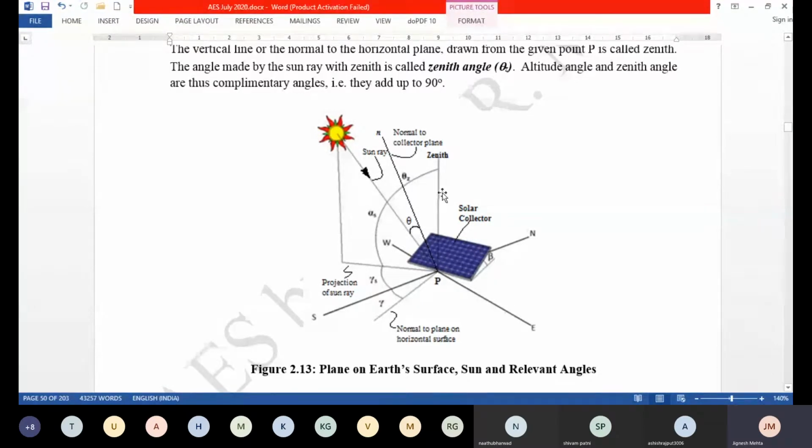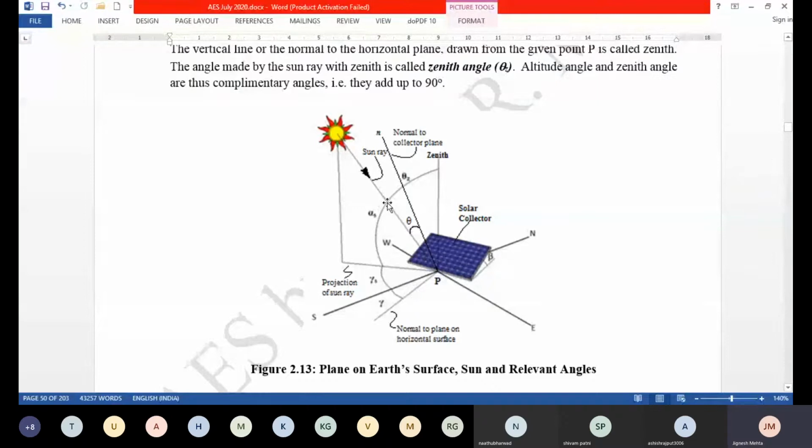If you talk about the angle of the sun ray with the zenith, then this theta z is called zenith angle. This zenith angle has nothing to do with the collector, because it is about the horizontal surface, and the perpendicular to that is the vertical line, and then the sun ray is making some angle with that, so that is zenith angle. So that basically shows the angle of the sun ray with zenith. So if you say the collector is overhead, then the zenith angle is 0.